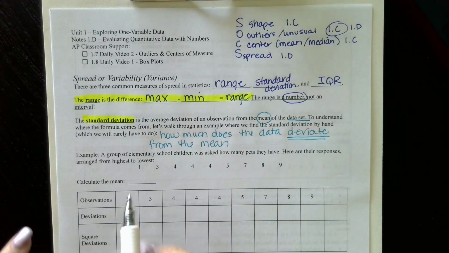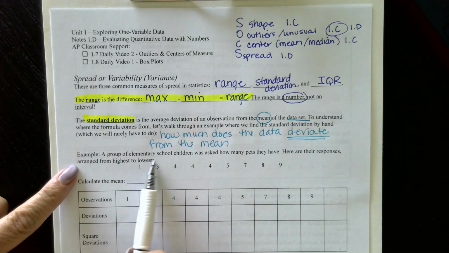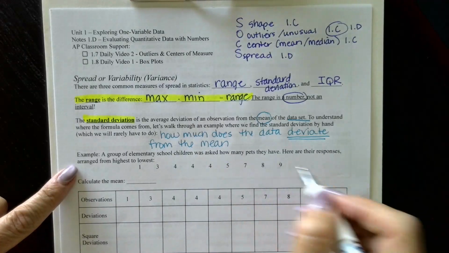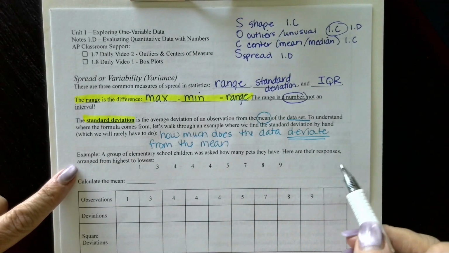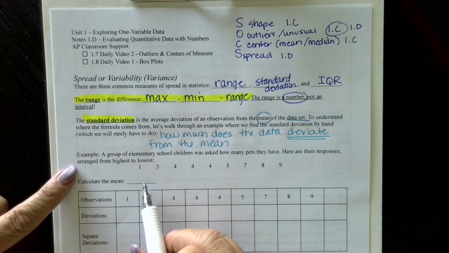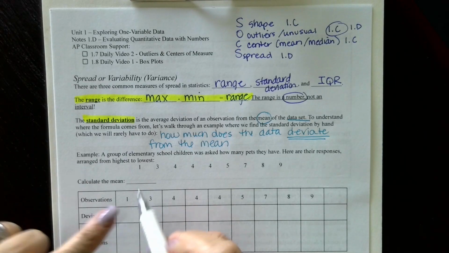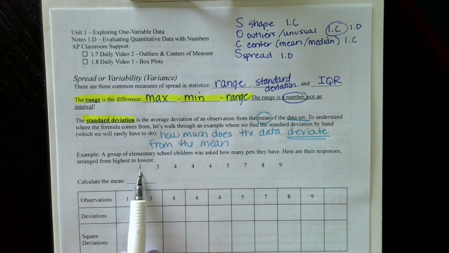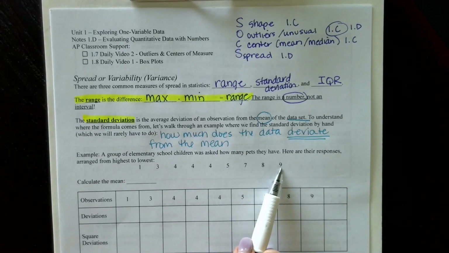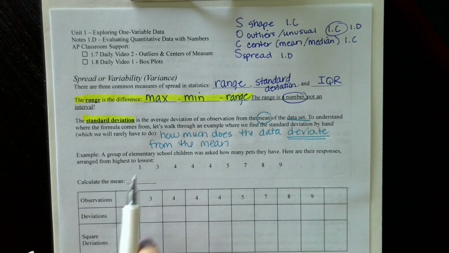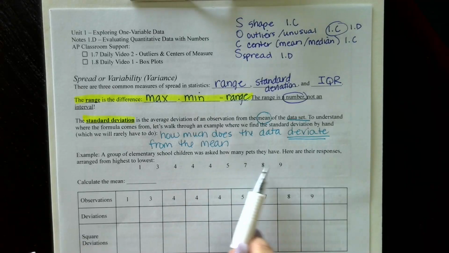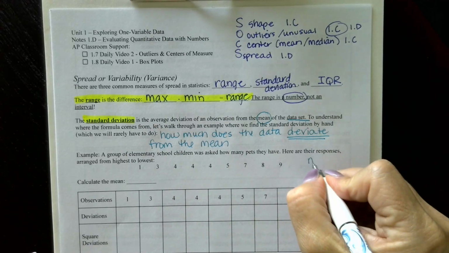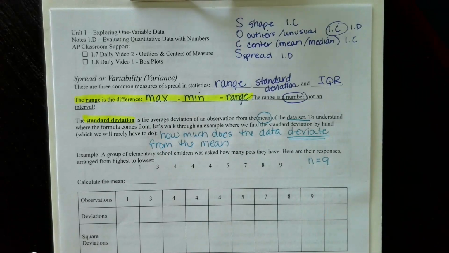Okay, so I have this example. Elementary school children were asked how many pets they have. Here are their responses, ranged from lowest to highest. I have that backwards. It should be ranging from lowest to highest. So we had somebody that had one pet and somebody who's got a zoo. They got 9 pets. All right. So if I look, 1, 2, 3, 4, 5, 6, 7, 8, 9 children. So my n value here is going to be 9.